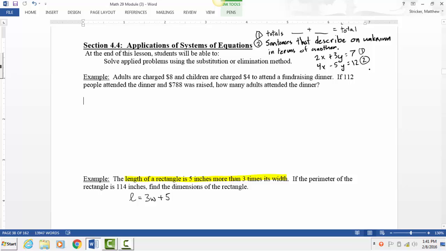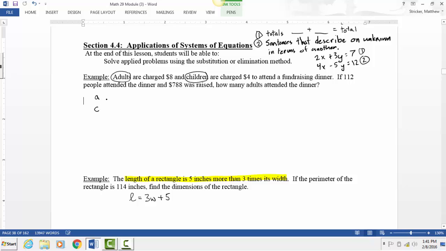So we have to be able to come up with those 2 equations in each one of these problems. So let's go ahead and read through the first example. It says adults are charged $8 and children are charged $4 to attend a fundraiser dinner. If 112 people attended the dinner and $788 was raised, how many adults attended the dinner? One of the things I'd like you to get in the habit of doing right off the bat is to define your variables. Remember, there's always 2 variables. We're used to seeing x and y, but in this case it's going to be something else. And here we're talking about adults and children, so I think we should use A and C for our variables.